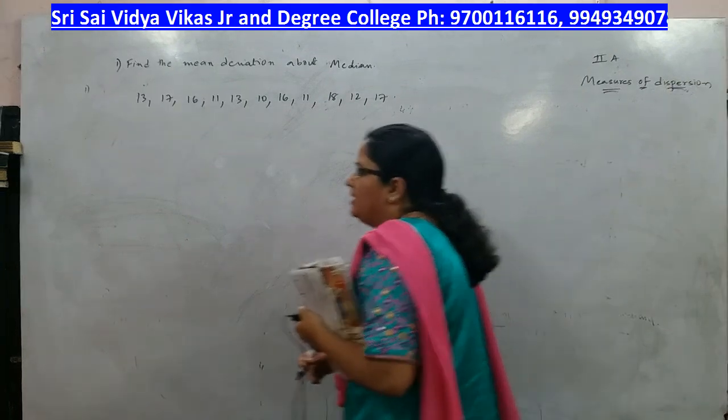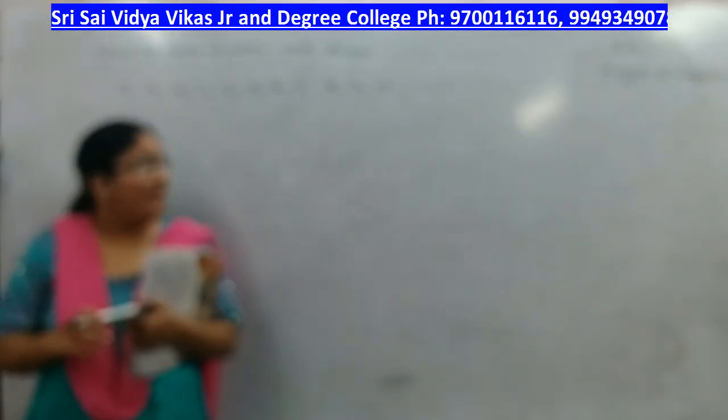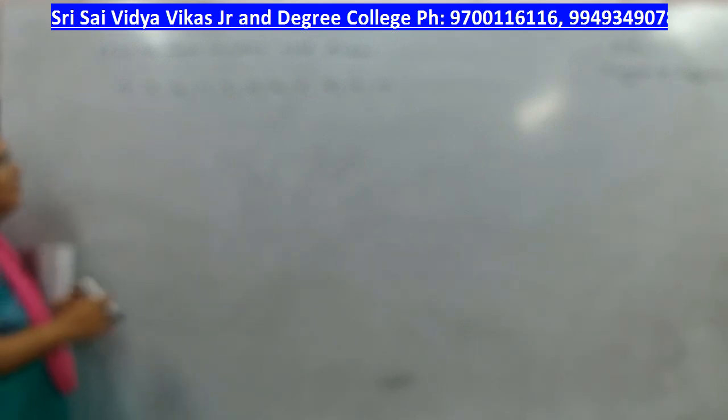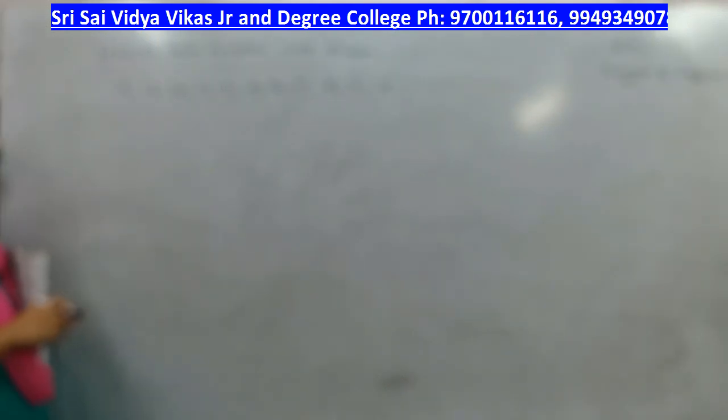Our next problem in this chapter is find mean deviation about median. So first of all, you have to find the median of the given data. Then you have to find the deviations, that is absolute values. Then you have to find mean of the deviations about median. Now let us discuss how.